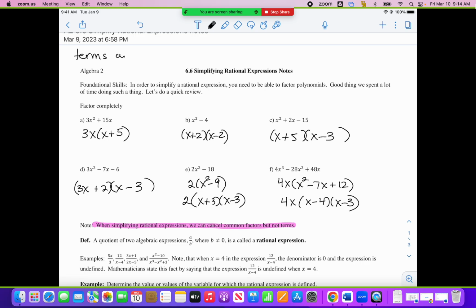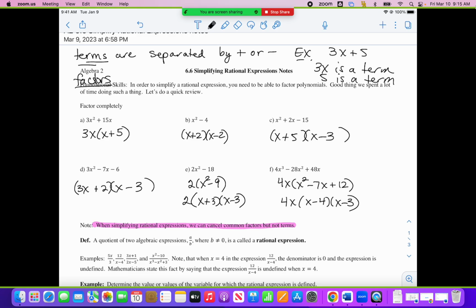Terms are separated by addition or subtraction. So for example, 3x plus 5, 3x is a term, 5 is a term. You would have learned this in pre-algebra and algebra 1. Terms are separated by addition or subtraction. So if I have 3x plus 5, 3x is a term, 5 is a term.